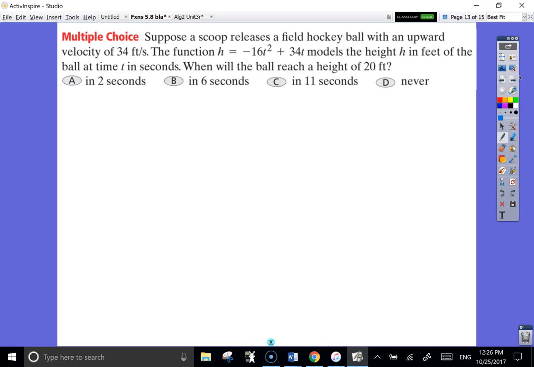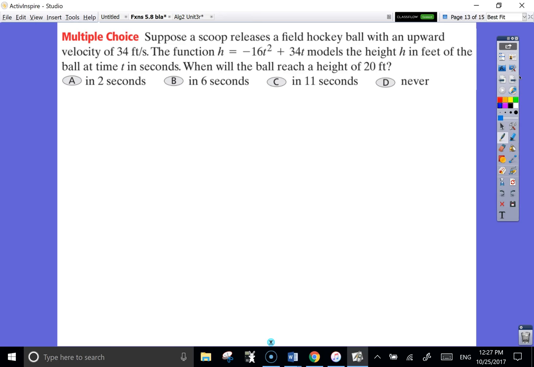Okay, last question. Suppose a scoop releases a field hockey ball with an upward velocity of 34 feet per second. The function h equals negative 16 t squared plus 34 t models the height h in feet of the ball at the time t in seconds. When will the ball reach a height of 20 feet?